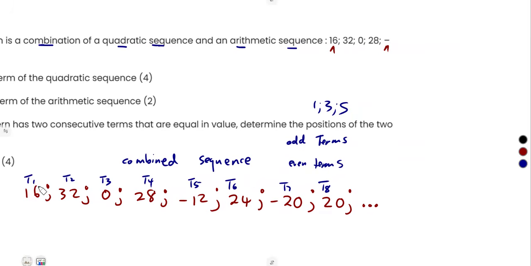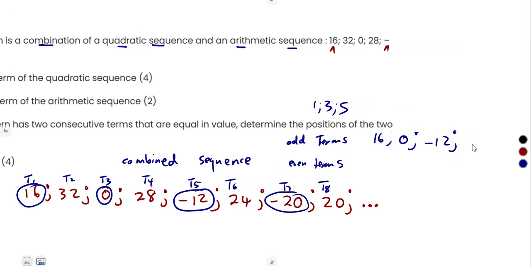So for the odd terms, we can see that there is a 16, followed by a 0, followed by T5, which is minus 12, followed by minus 20, which is on T7. These are your odd terms. For the even terms, these are the ones that are remaining: 32, 28, we also have 24, and we also have 20. These are our even terms, T2, T4, T6, T8, and so on.